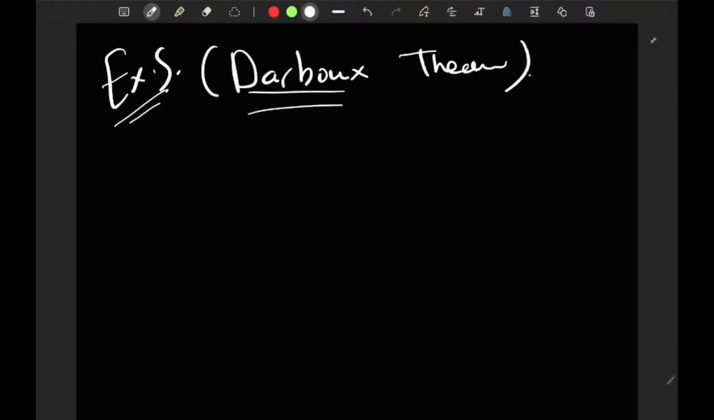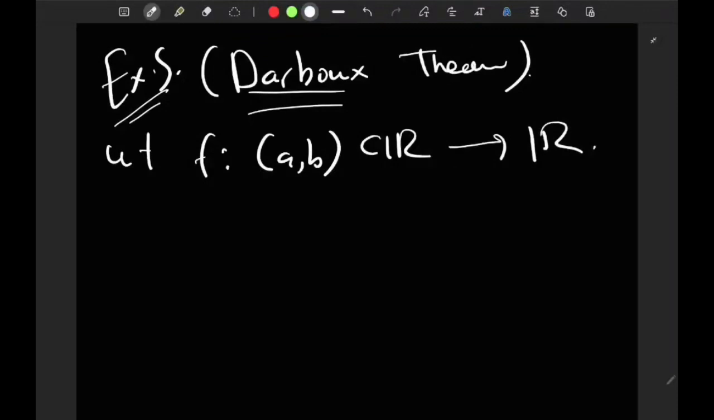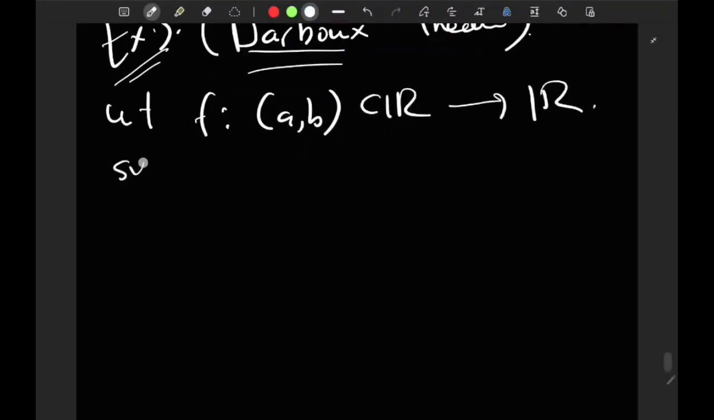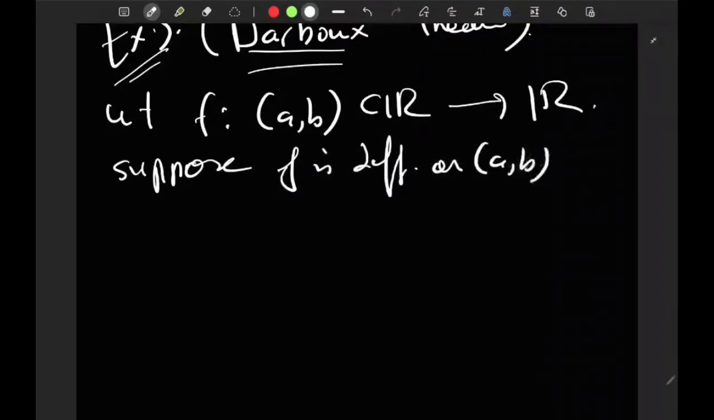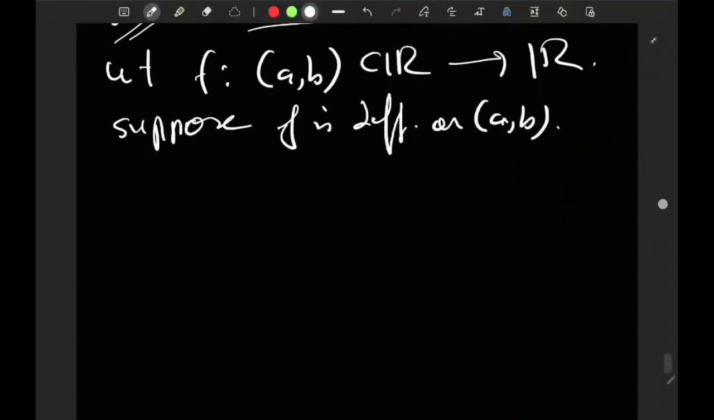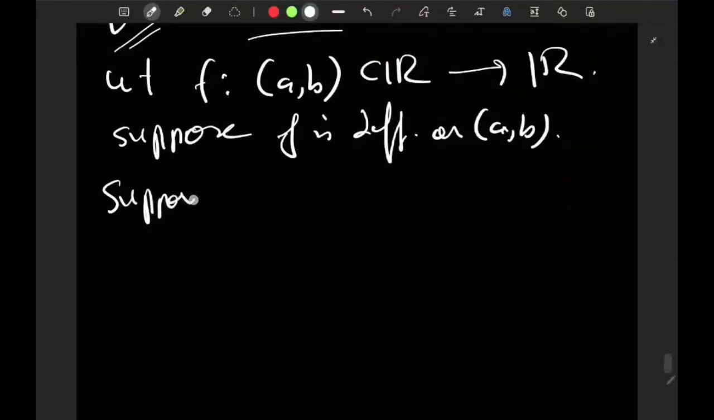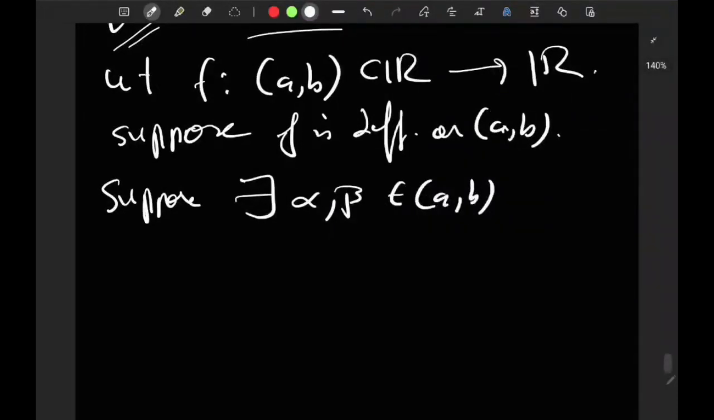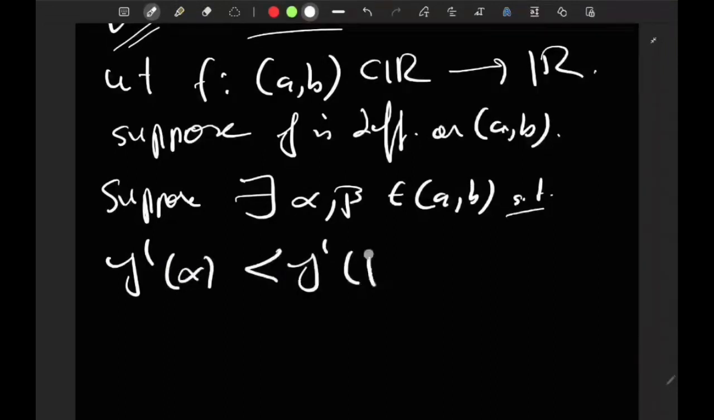So the question goes like this. Let f be a map from an open interval AB in R into R, and suppose f is differentiable on all of AB. Suppose there exist some alpha and beta in the interval AB such that f prime of alpha is strictly less than f prime of beta.